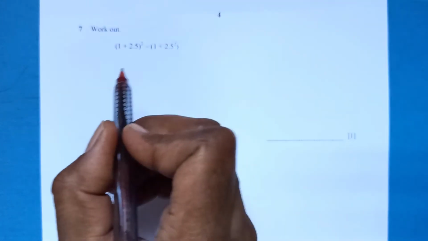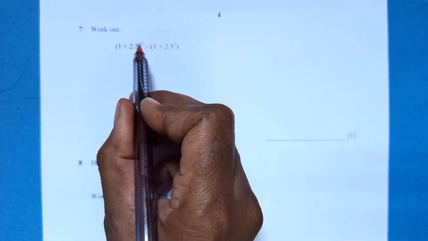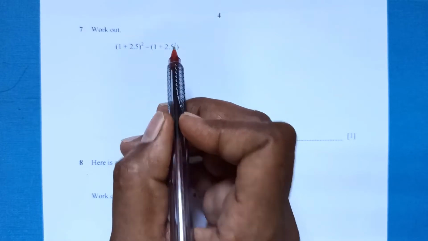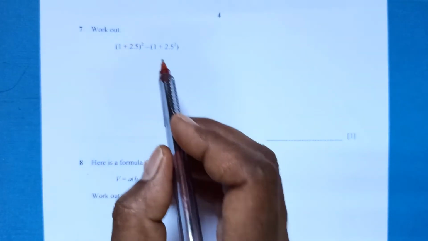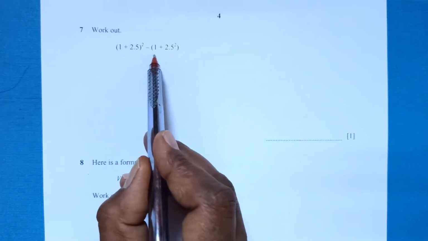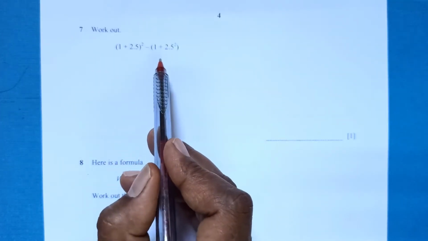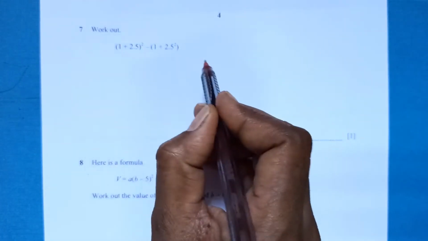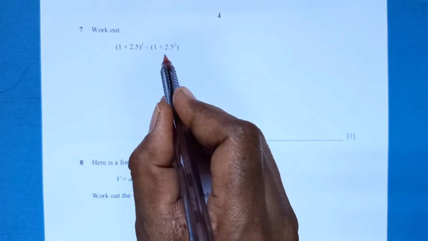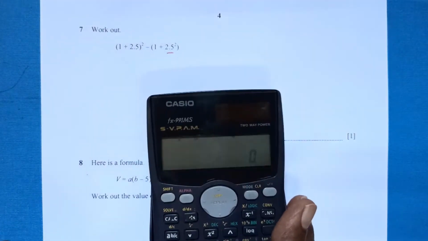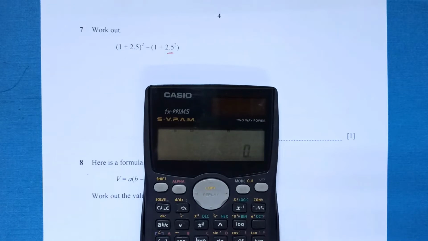Question 7. Work out (1 plus 2.5) squared minus (1 plus 2.5 squared). At first glance, students always make a mistake here. They look the same and they write the answer as this minus this is 0, but they are not the same. You see there is a square outside the bracket, and here you have the square only on 2.5. So we can use the calculator directly in this case. Don't forget to write down the brackets there.